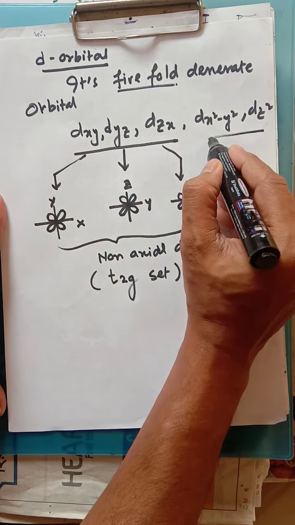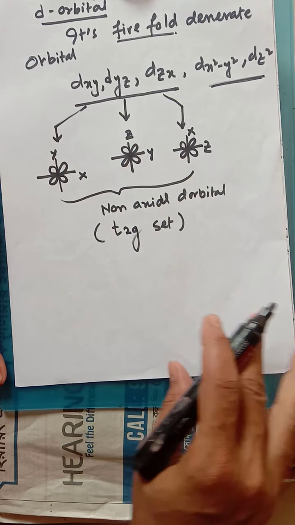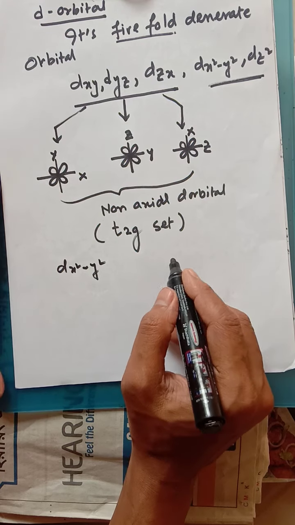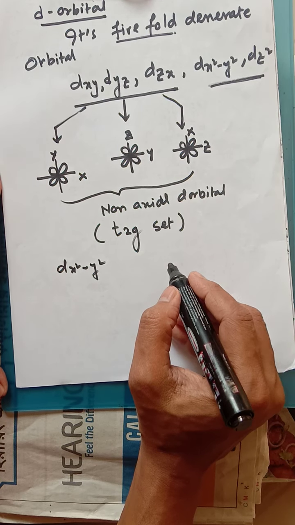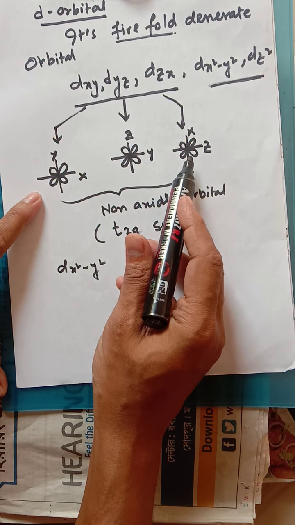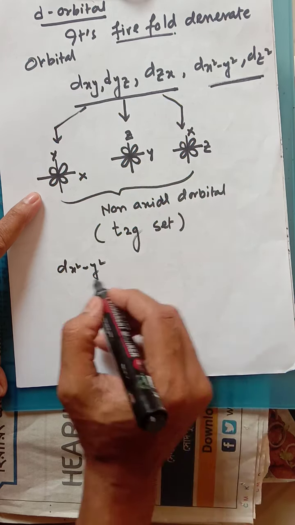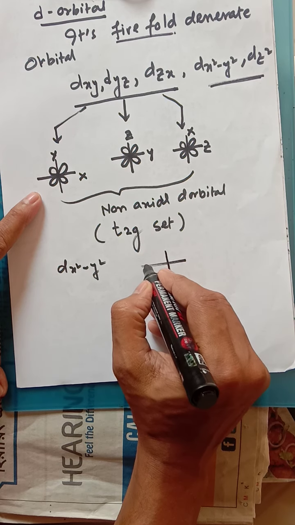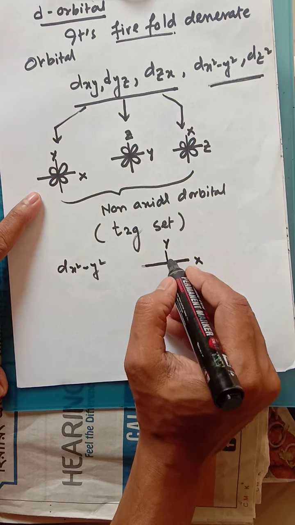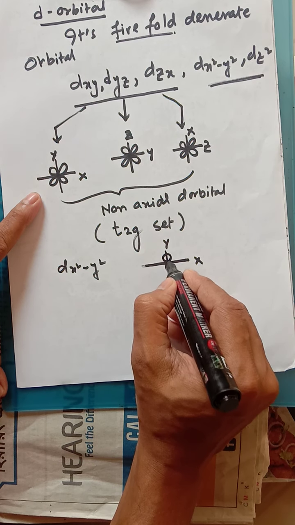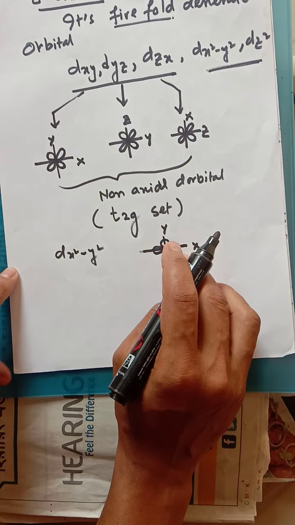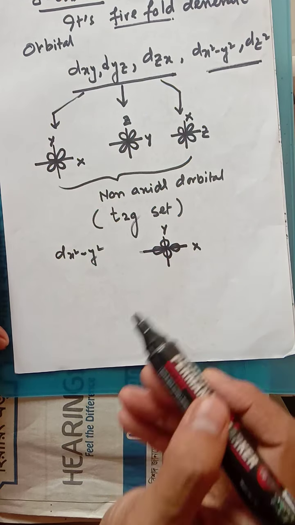Now moving to the other 2 orbitals, dx square minus y square. What is dx square minus y square? Actually it also has 2 lobes, but earlier I showed you that the lobes are present in between the axes, while here they are along the axes. That means this is the x-axis, this is the y-axis, and the lobes are along the axes. So this is the difference: in between the axes, versus along the axes.